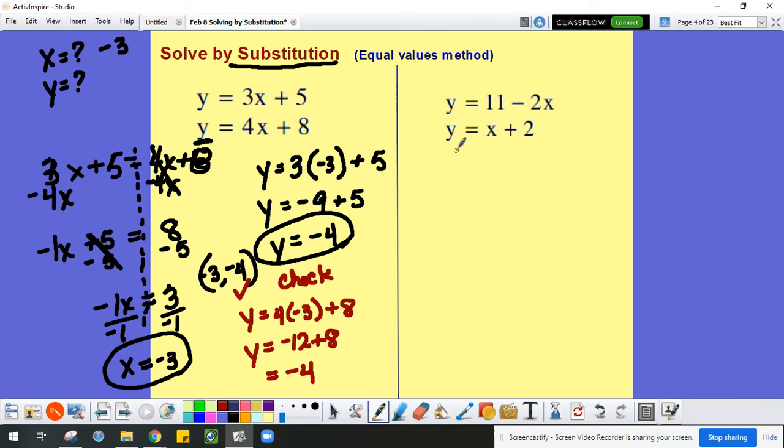Okay, last time. We are given again 2 problems that both say y equals. So I have y equals 11 minus 2x and y equals x plus 2. Since they both say y equals, I'm going to take this 11 minus 2x and I'm just going to put it right here in the place of this y. So now it's going to be 11 minus 2x instead of y equals x plus 2.